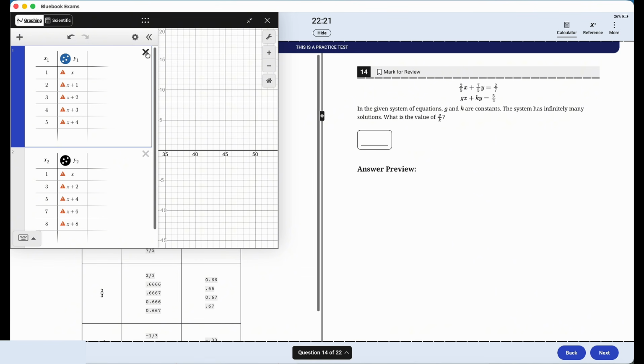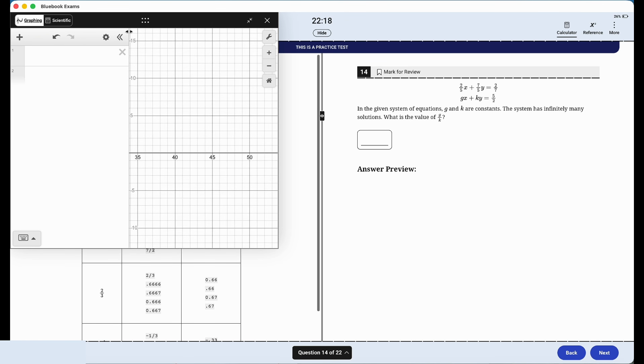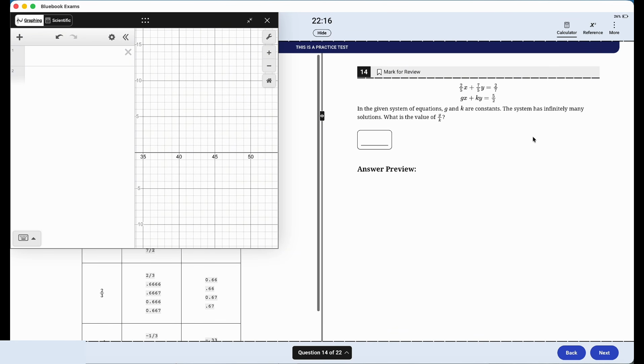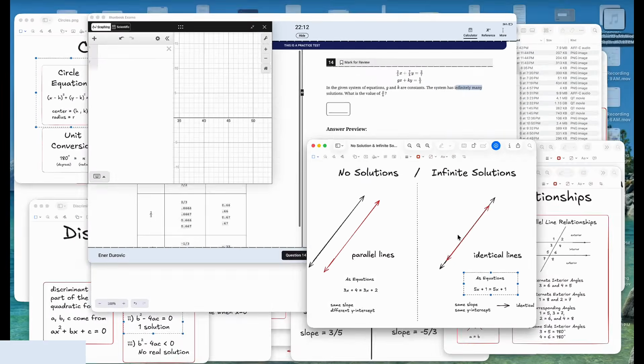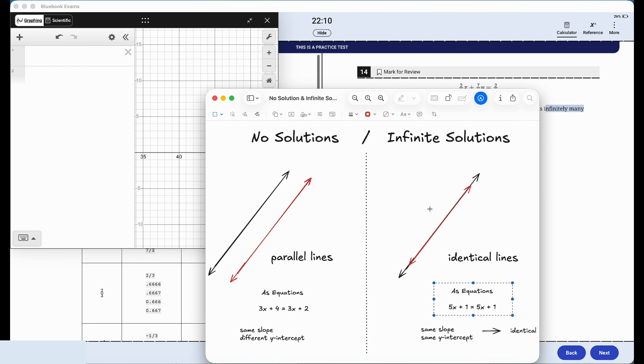Next one here though, this one, you do want to know. This one in contrast will definitely be something you can run into again. It gives us a system and it tells us it has infinitely many solutions. So this is something we need to know, right? So when you have infinite solutions, this is a special case for lines, right?